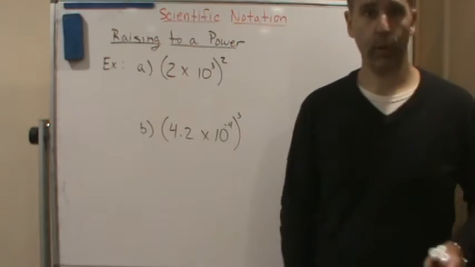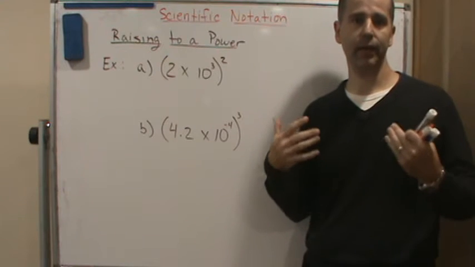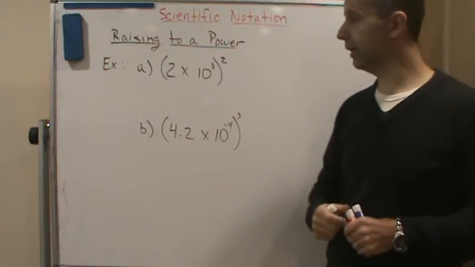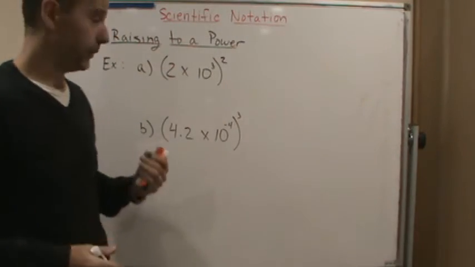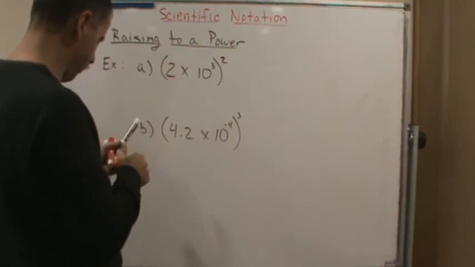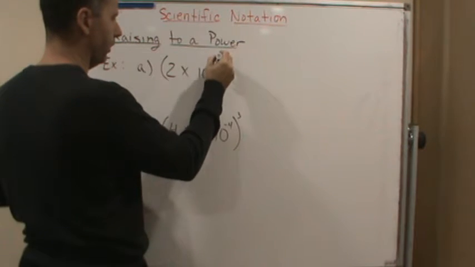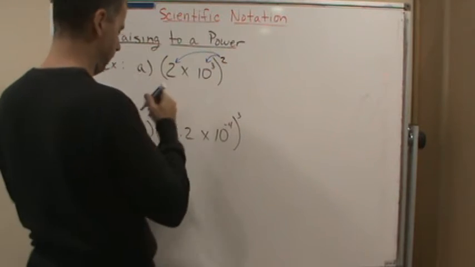Okay, so welcome back, and now in this video we're going to do a couple of examples of raising numbers that are written in scientific notation to a power. Okay, so all I'm going to do is follow the steps that I talked about in the last video. So what I'm going to do is distribute the 2 to each factor. So I'm going to raise each of the factors by 2.